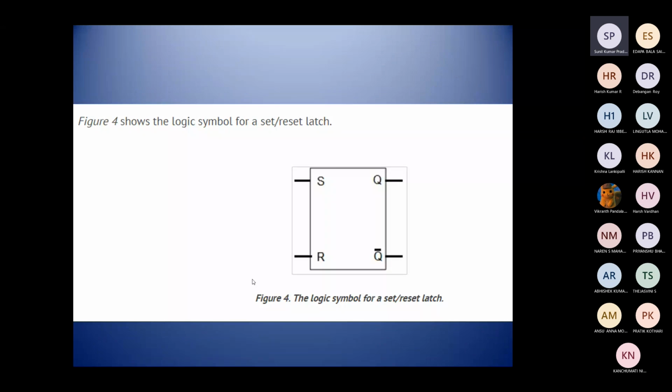Now this is the logic symbol for the set and reset latch, that is the SR latch. Okay, so this is the logic symbol, S and this is R, and we have outputs Q and Q complement. Okay, so this is the logic symbol for the set and reset latch.